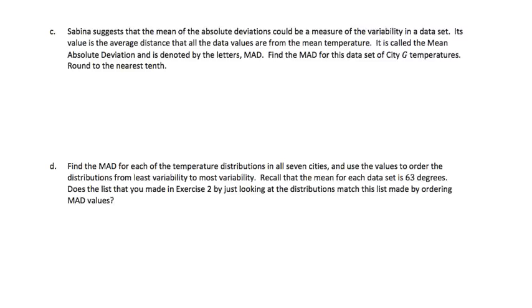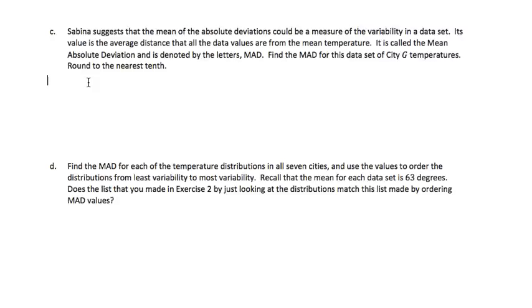Sabina suggests that the mean of the absolute deviations could be a measure of the variability in a data set. Its value is the average distance that all the data values are from the mean temperature. It is called the mean absolute deviation and is denoted by the letters MAD. So we'll find the MAD for this data set of city G temperatures, and we'll round to the nearest tenth.